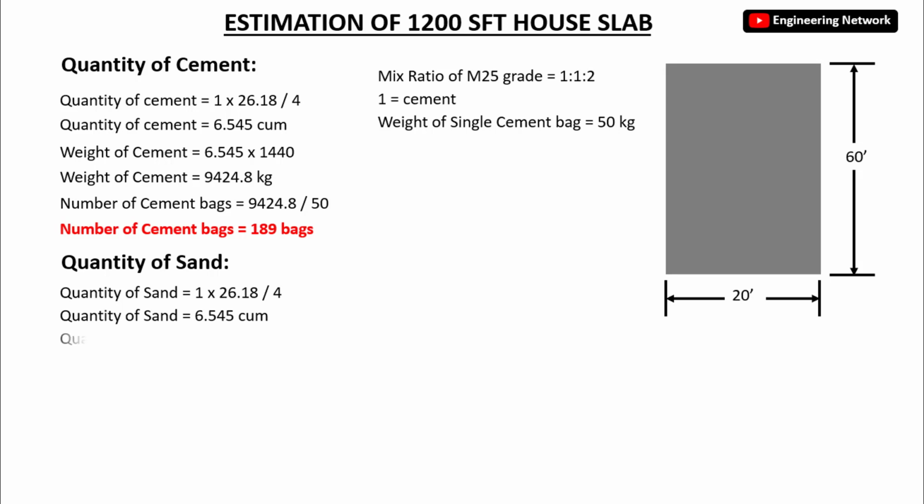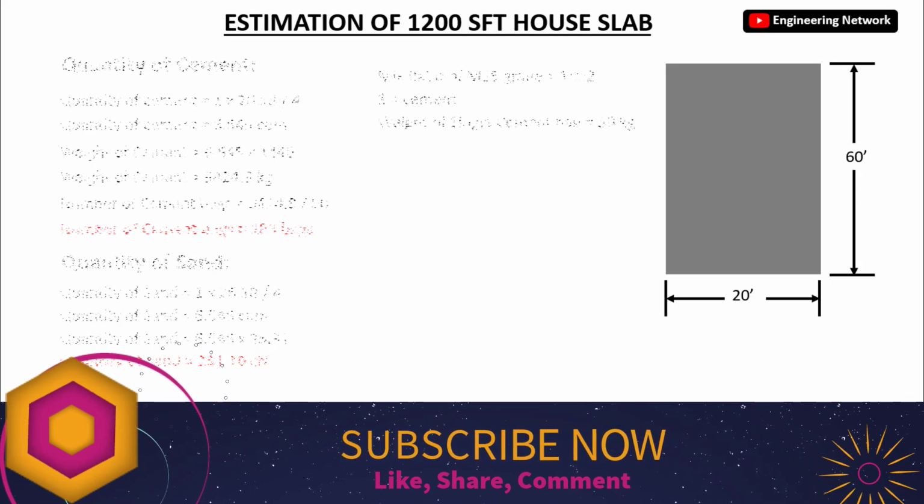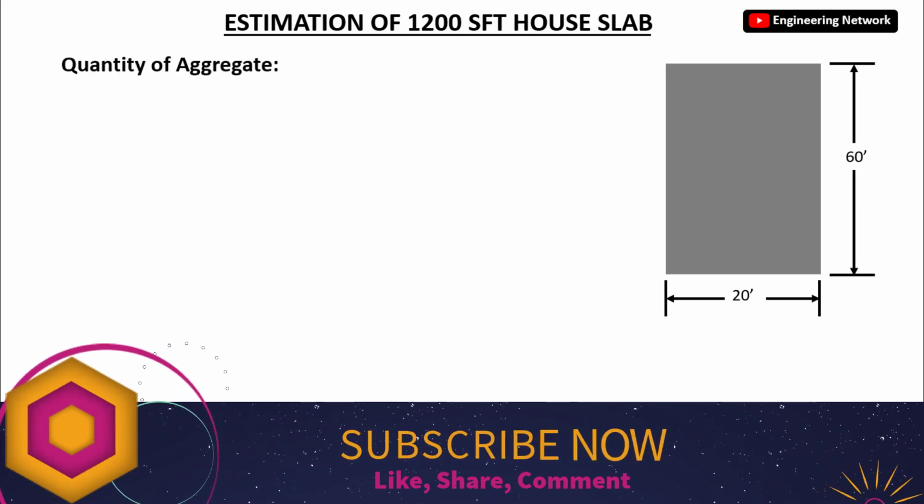So 6.545 multiplied by 35.31, and the quantity of sand will become 231.10 cubic feet. Okay? Next is the quantity of aggregate.